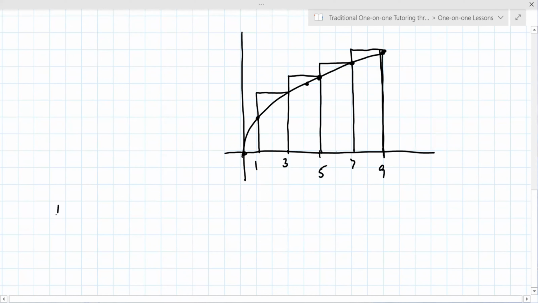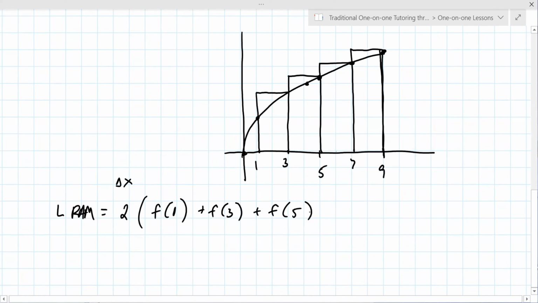Okay, so LRAM is your delta x. Your delta x is 2 times f of 1. The reason it's f of 1 is because I said it was going to go from 1, plus f of 3 plus f of 5 plus f of 7. So each of these numbers increases by delta x.